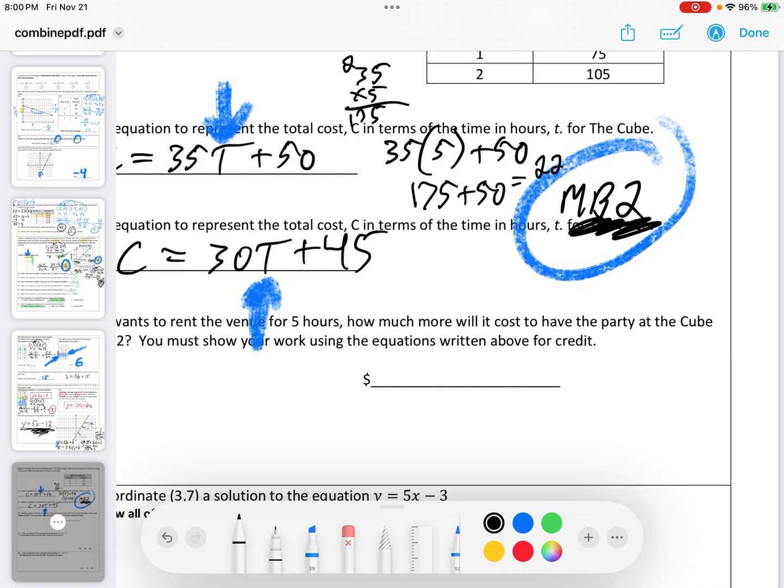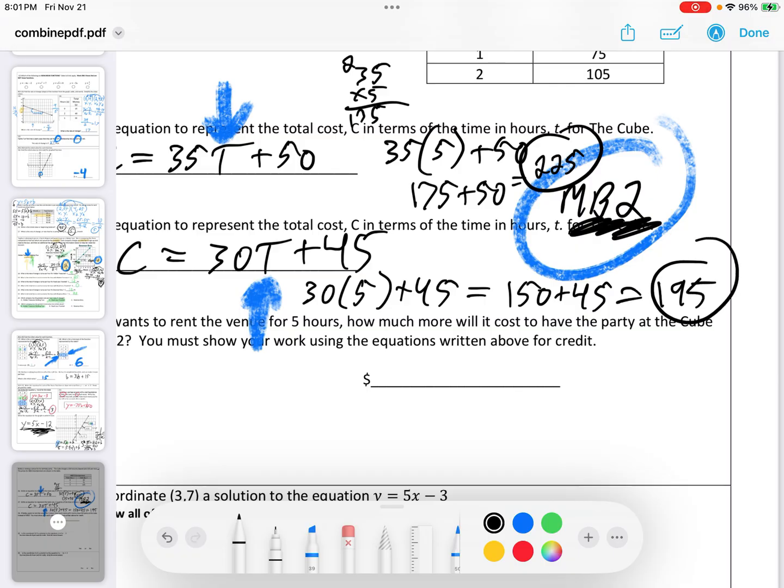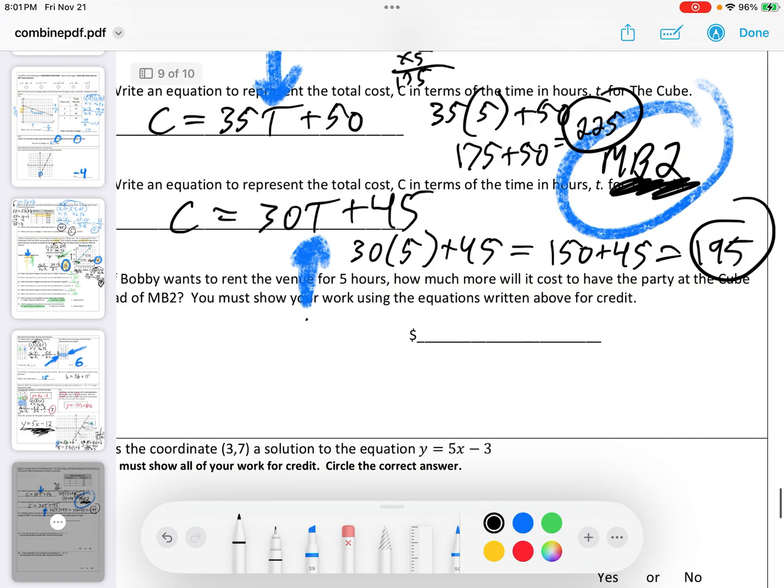Plus 50 equals 225. And then MB2, 30 times 5 plus 45. 30 times 5 is easier, 150 plus 45 is 195. Okay, so we just subtract. How much more? 225 minus 195. Oops. 0, borrow, 30 bucks.